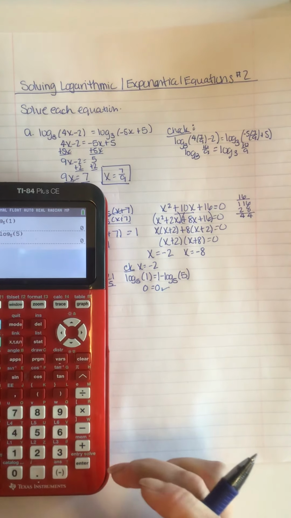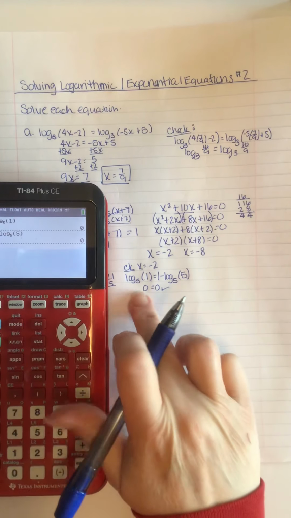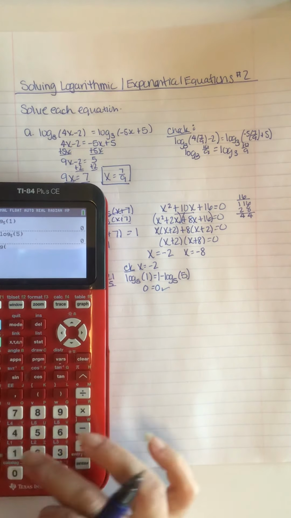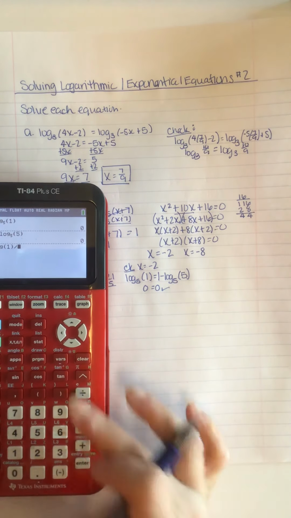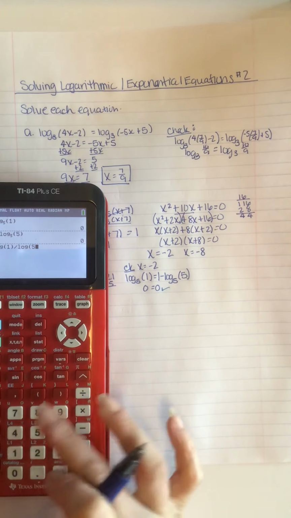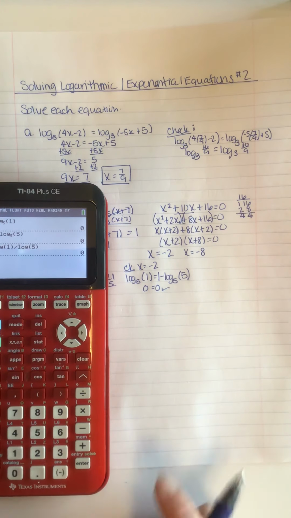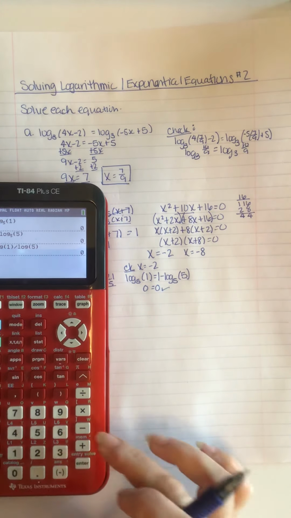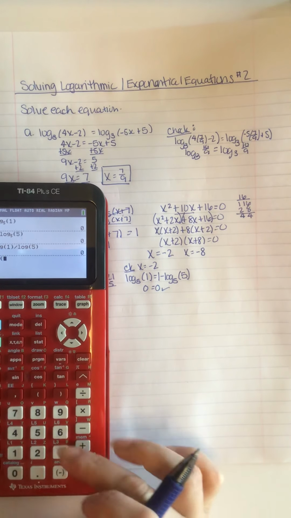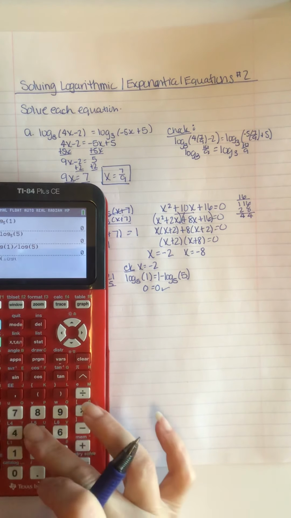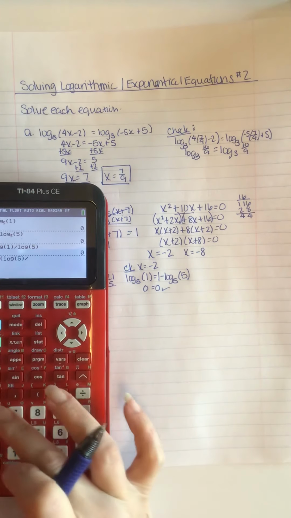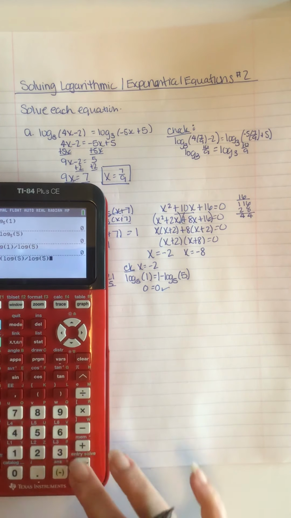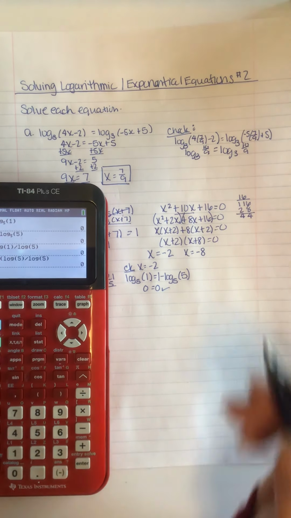Remember, if you need to do change of base, you would do log of 1 divided by log of 5. And again, it'll give you 0. If you had to do this side with that, you'd do 1 minus, in parentheses, log of 5 divided by log of 5. And that gives you 0 as well.